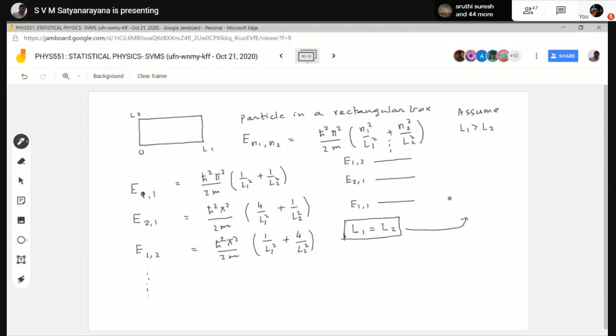You have the ground state, that is E1 comma 1, and you have two degenerate excited states, that is E1 comma 2 and E2 comma 1. The energy is same, but the states will be different. So you can see that these 3 non-degenerate states can now be considered as 1 ground state and 1 excited state with double degeneracy. So in general, you can introduce degeneracy into the system by increasing the symmetry of the system.